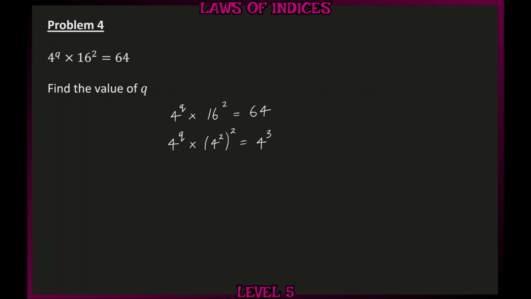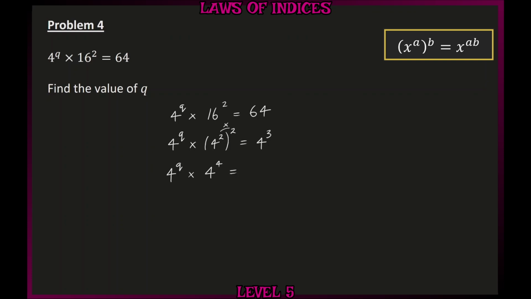Now that we've done this, we can see on the left-hand side of the equation that we're raising powers to powers. So we're going to use this law, which tells us that in order to simplify 4 to the power of 2 to the power of 2, we simply need to multiply the powers together. So our equation becomes 4 to the power of q multiplied by 4 to the power of 2 times 2, which is 4, is equal to 4 to the power of 3.